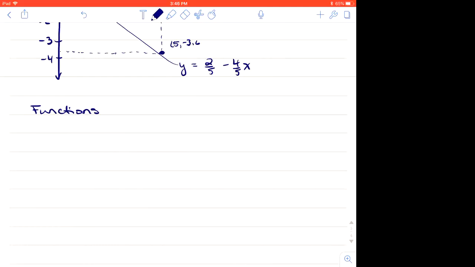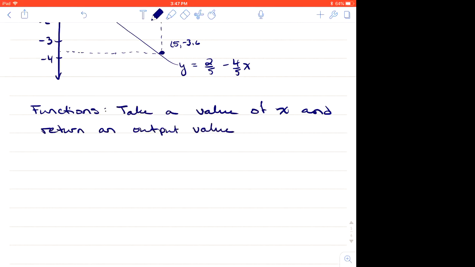Functions take a value, usually a value of x, and return some output value, usually y. Or in general, we can write f of x.